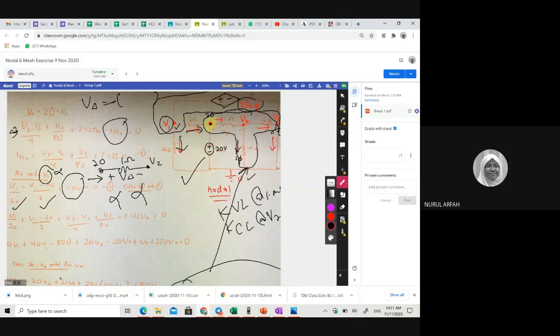Because your current direction, I think you put it this way. So V2 minus 20, but you have a negative outside, because you are not following the passive sign convention for V delta. So if you follow the current direction, I changed the color, this arrow, and following this, V delta will be equal to 20 minus V2. Straight away you're going to have this.